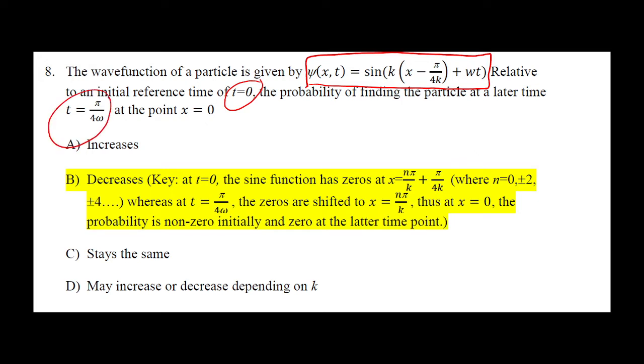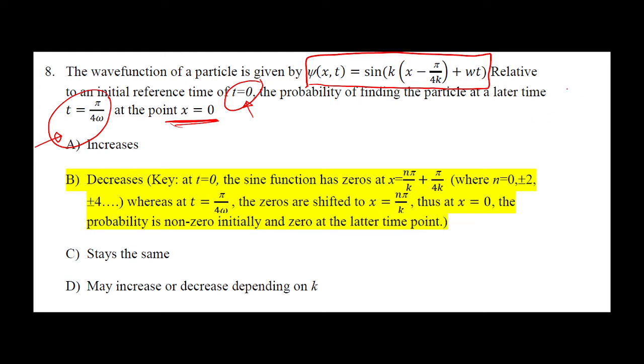So the question is not difficult, just break it down into small parts and analyze what the question is trying to convey. They have mentioned a wave function relative to an initial reference point. If we start from t equals 0, what is going to be the probability at a later time t equals pi by 4 omega at a given point? So basically time is changing but the position is fixed. If x equals 0, how will probability vary from time t equals 0 to time t equals pi by 4 omega? That is what we need to figure out.